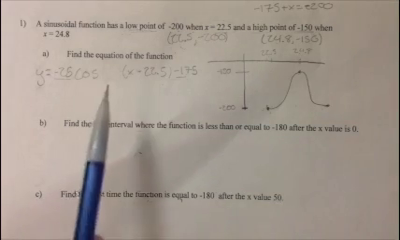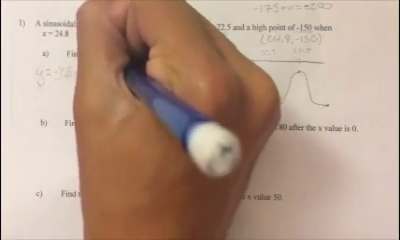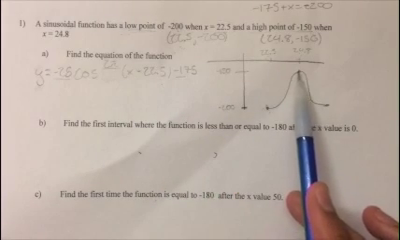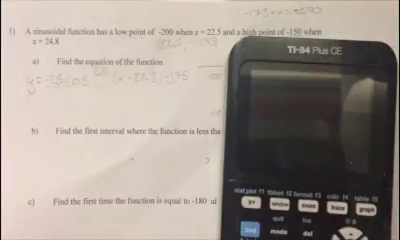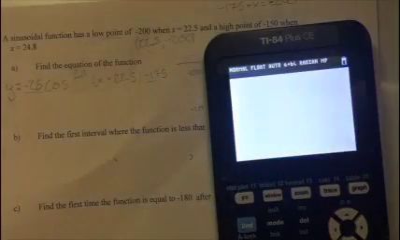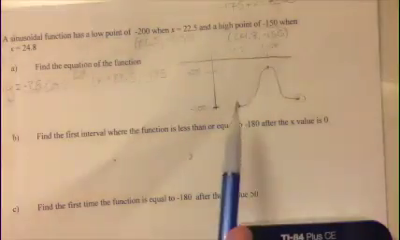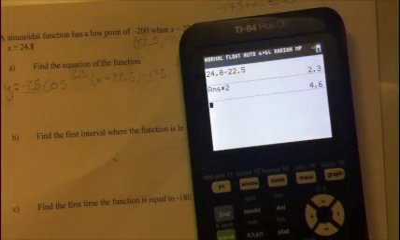Finally, we have to find the term right here. This term will be 2 pi over the distance from here to here times 2. To do that, all you do is take your calculator, take the highest point, 24.8, subtract 22.5, take that number, because that number is the length from here to here, and then multiply it by 2. And that gives you 4.6.